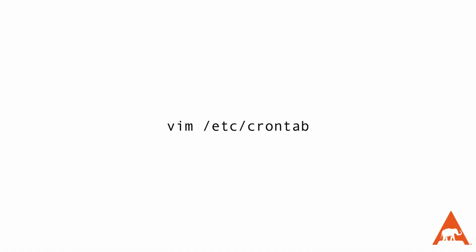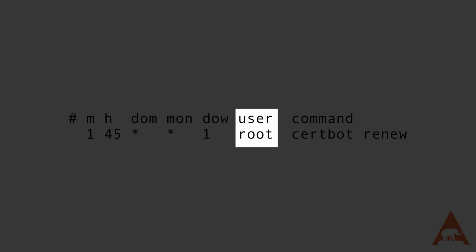To make changes to this crontab, we'll edit the file directly using vim /etc/crontab. This file has an extra field that indicates the user under which the command should be run. This acts just as if the user had logged in, so the command will get the same permissions.